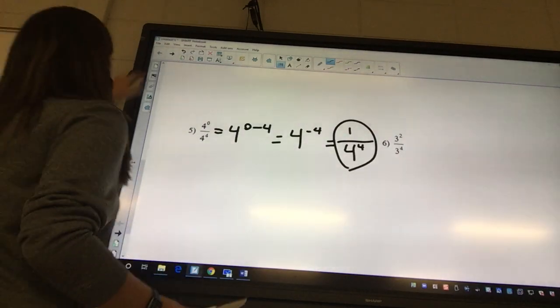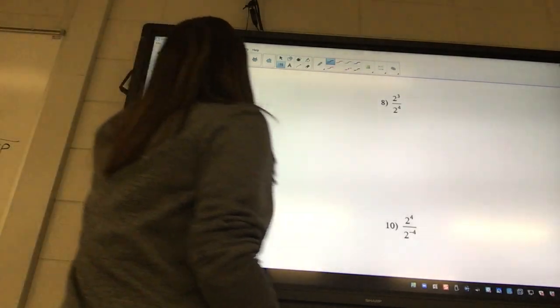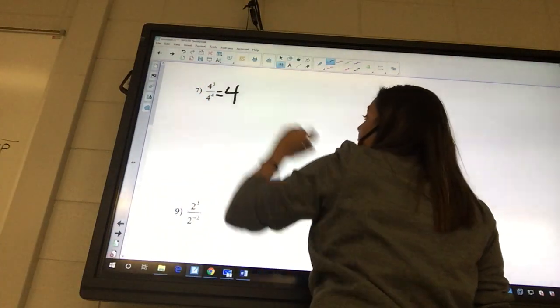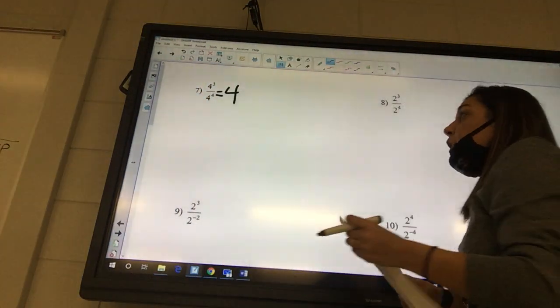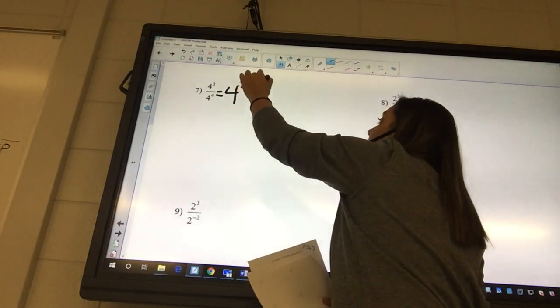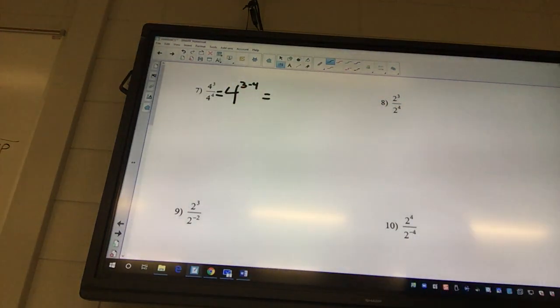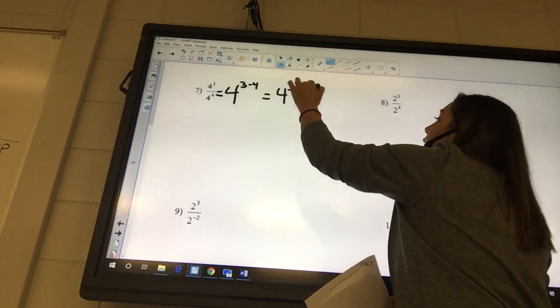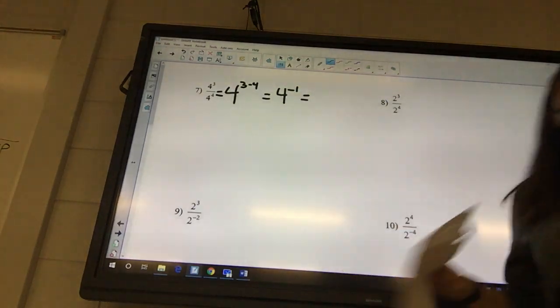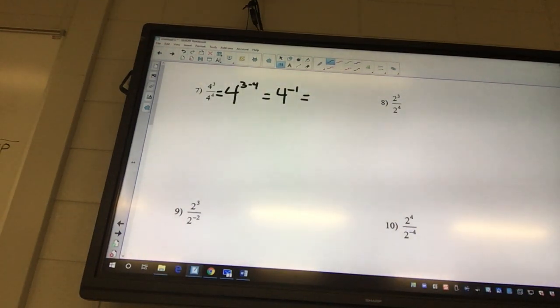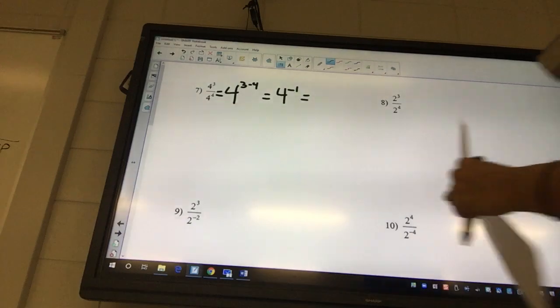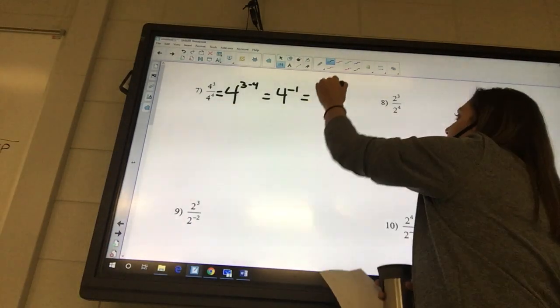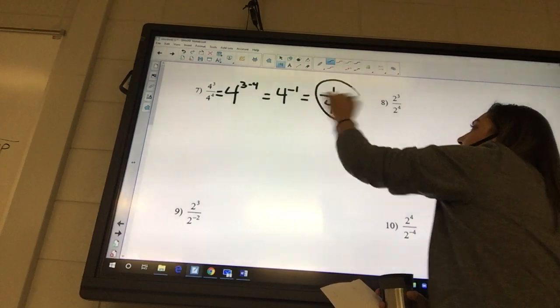Look at 7. Okay, so I got 4 to the, and it's going to say what? 3 minus 4. What is 3 minus 4? Negative 1. Okay, so it's going to be 4 to the negative 1. Are we finished? Why not? The negative's got to go to the bottom. Okay, so what's my answer going to look like? 1 over 4 to the 1.